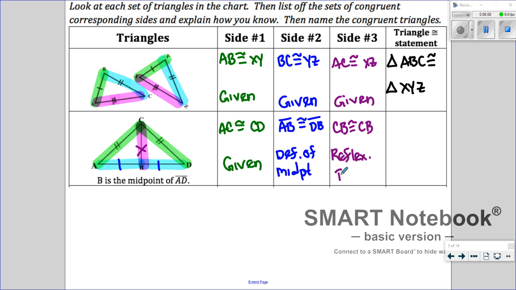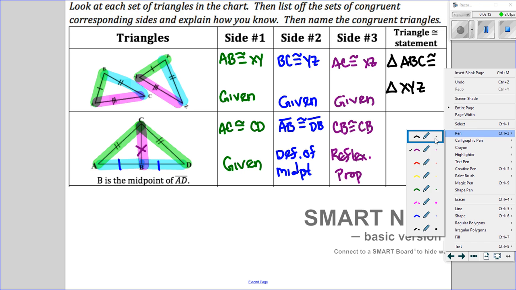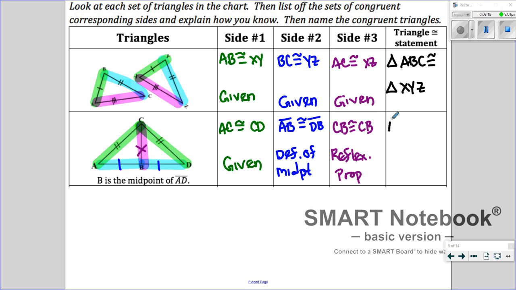It's reflexive property. So now I can write the triangle congruency statement, which will be triangle ACB is congruent to triangle DCB. And I forgot to put it, the postulate is SSS. That's the reason. SSS. Side, side, side is congruent to the other side, side, side. Right.